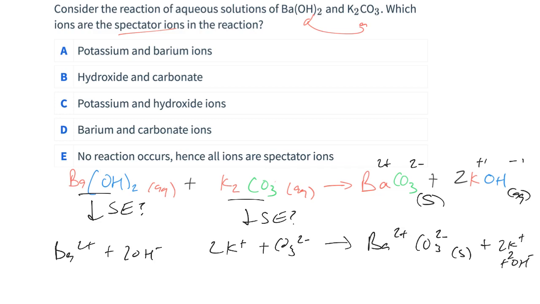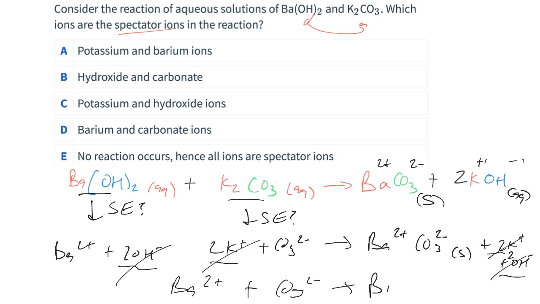Then we can cancel out and write the net ionic equation by identifying the spectator ions that are present in identical form on both sides of the reaction. That would be the OH- and the K+ ions. We can cancel those out, and the net ionic change is the barium plus the carbonate forming BaCO3.